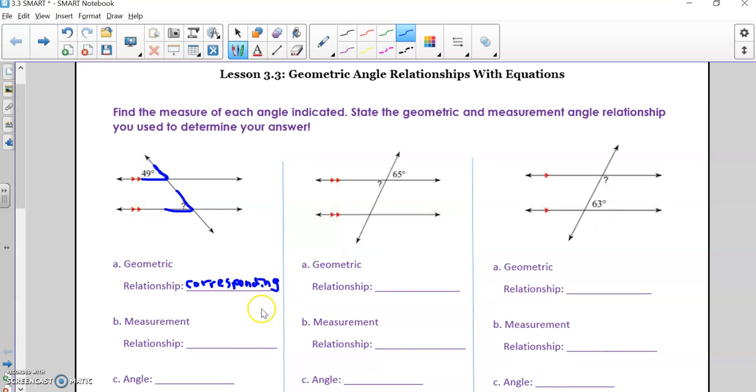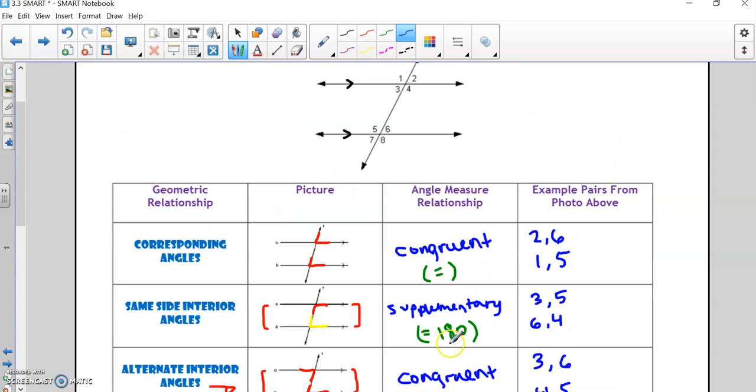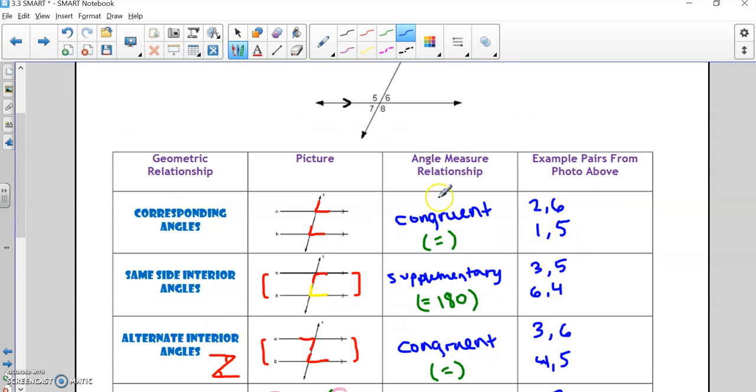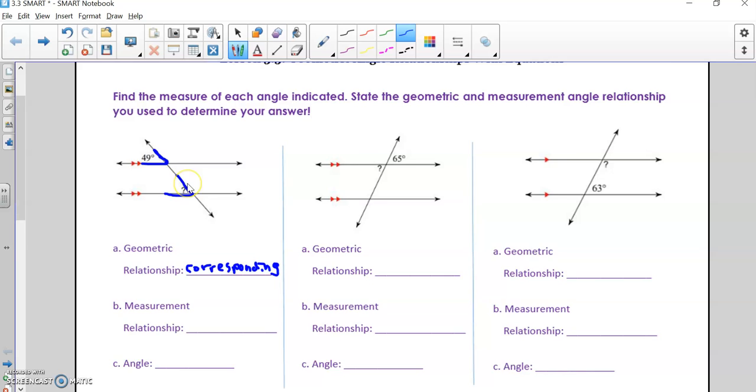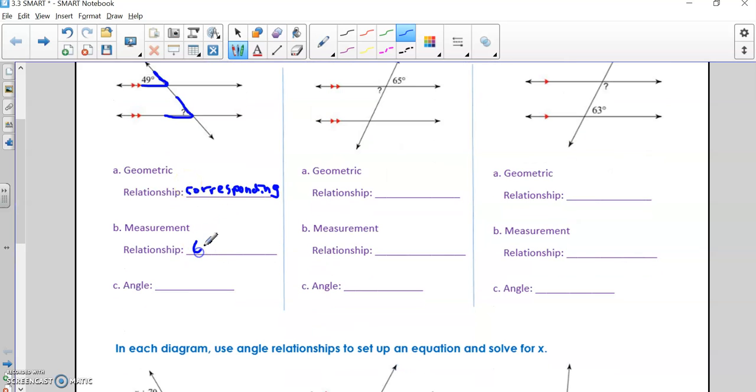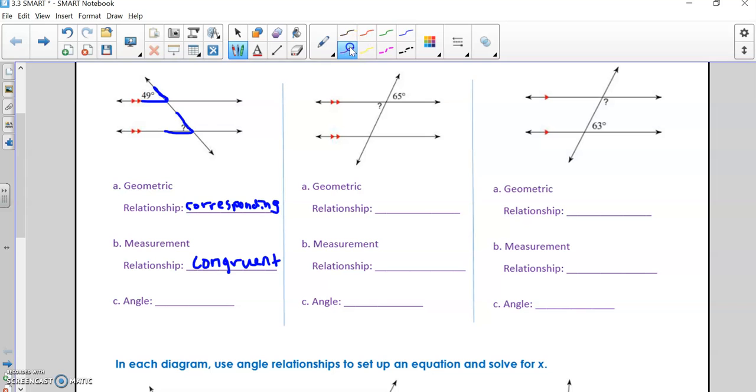And then the measurement relationship of corresponding angles is in this third column here. So with corresponding, we can see that the angle relationship is that they are congruent. So we'll go back and we'll write congruent. Okay, so if you know that the angles are congruent, that means that they are literally the same. So if this angle is 49, then this missing angle is also going to be 49.